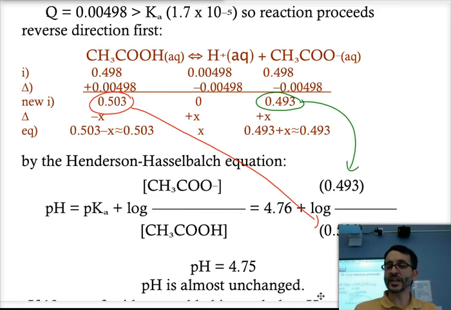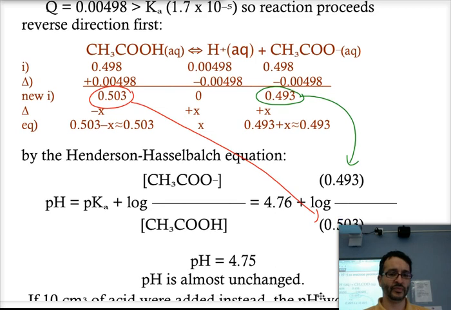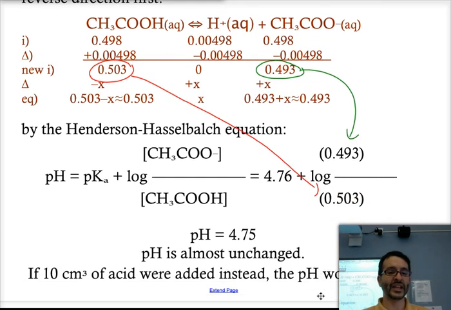4.75. And the pH was 4.76. We added 1 milliliter of 1 molar hydrochloric acid. If we had added that to an equivalent amount of water, the pH would have gone from 7 to approximately 1.5. So it is a very, very significant change.